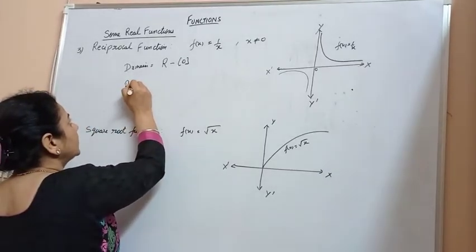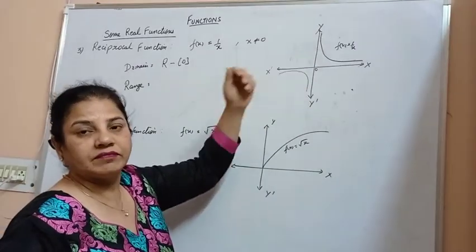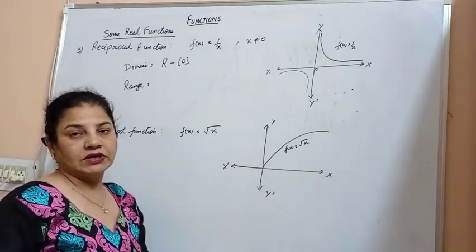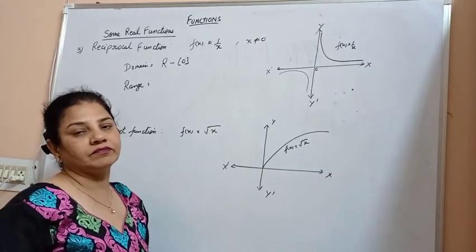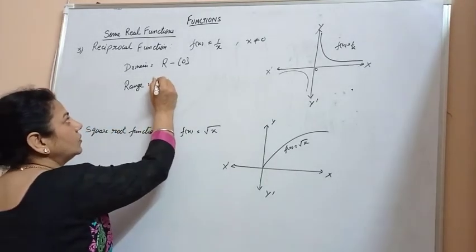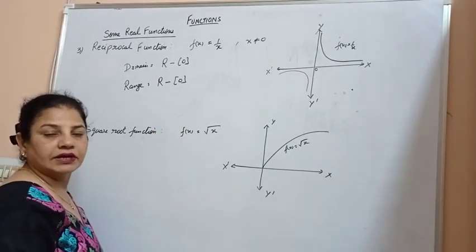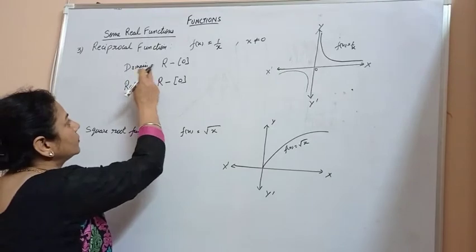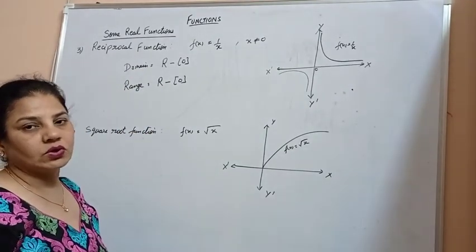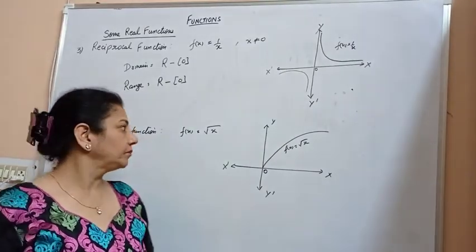And when we talk about the range, you can again see that we are giving the value of x, correspondingly we get the value of f(x), and the set of all values of f(x) obtained this way is the range of the function. So again the range will be R except 0, real numbers except 0. So the domain of the reciprocal function is R except 0, and the range is also real numbers except 0. Square root function.